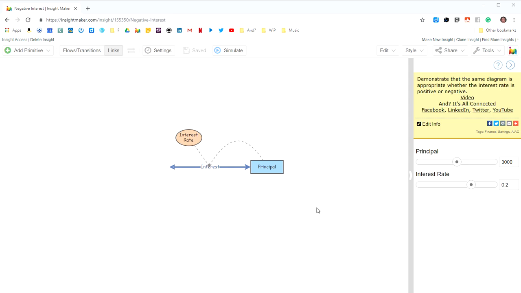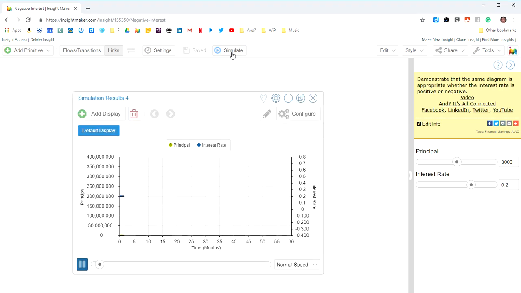This is a model for a very simple savings account where there's some amount of money in the account, the principal, and based upon that principal and the interest rate, periodically it calculates interest, which is then added to the principal. Now, the typical operation or way that this simulates is it produces exponential growth in that the amount of money in the account grows over time based upon the interest being added to the principal.